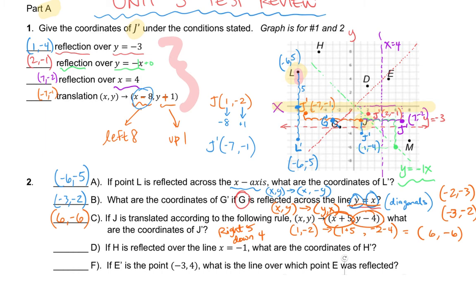All right, two more here. If H is reflected over the line x equals -1, let's identify the line x equals -1. It goes through the x-axis at -1. There it is.